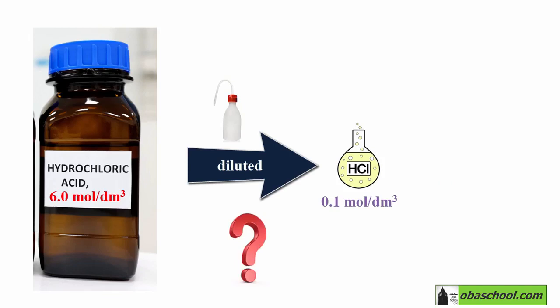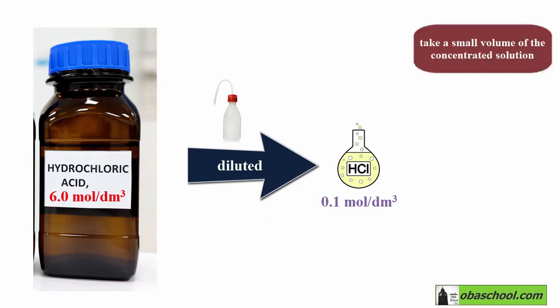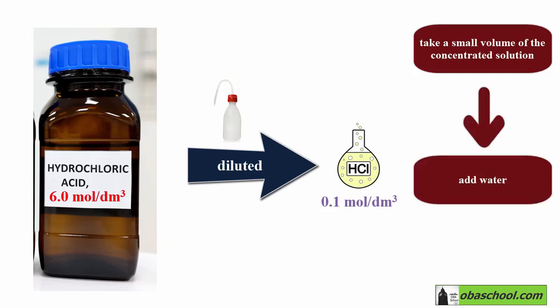How to dilute a solution? We will take a small volume of this concentrated solution and we will add water. So dilution is by adding water. Diluting the strong acid enough will eventually make this acid harmless.